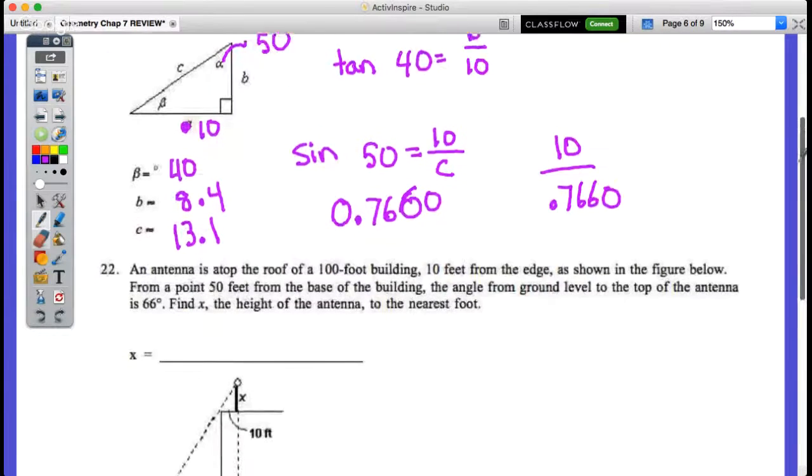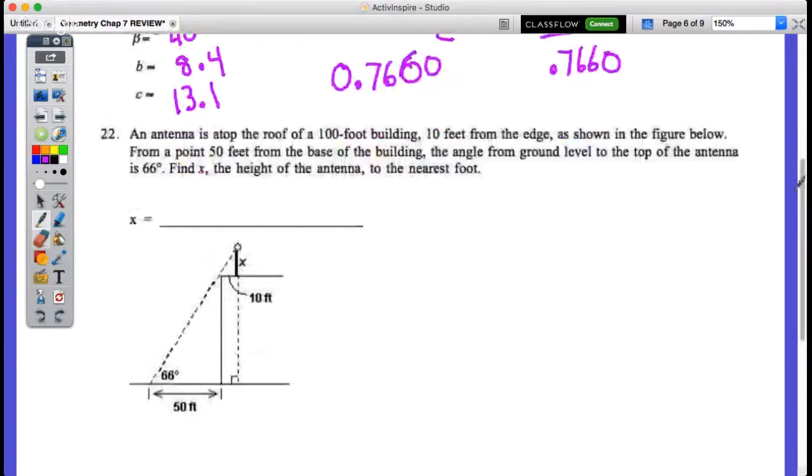Number 22. An antenna is atop the roof of a 100-foot building, 10 feet from the edge, as shown in the figure below. From a point 50 feet from the base of the building, the angle from the ground level to the top of the antenna is 66 degrees. Find the height x, the height of the antenna, to the nearest foot.